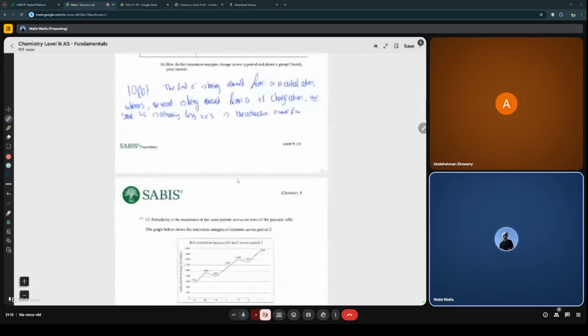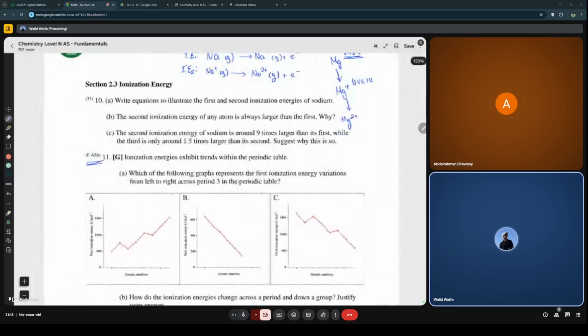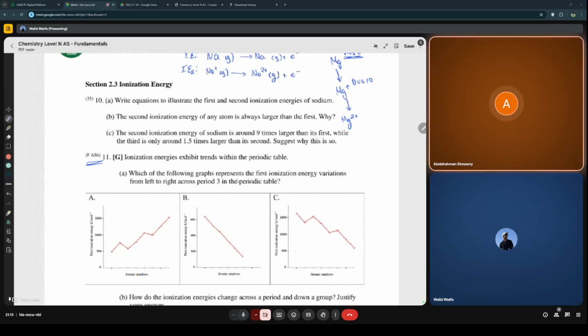Where did we reach now? 10b, right? We did 10b. Let's take a look. 10c: the second ionization energy of sodium is around 9 times larger than its first, while the third is only 1.5 times larger than its second. Suggest why this is. Second ionization is 9 times larger than first. So the greatest jump is where?